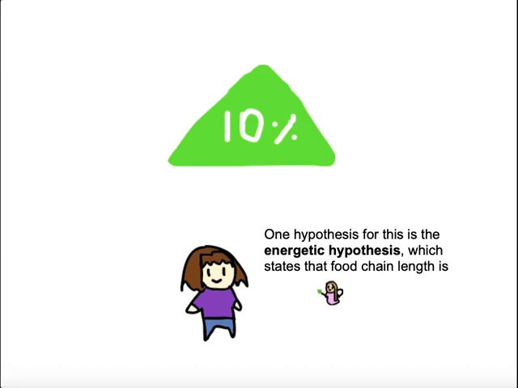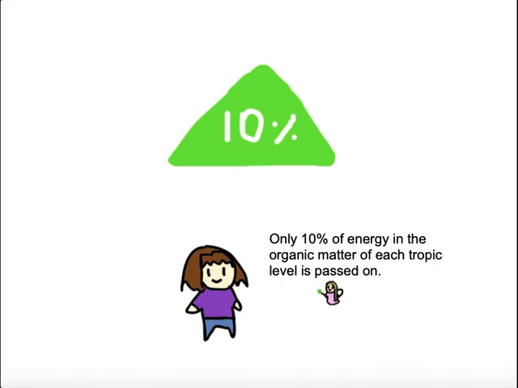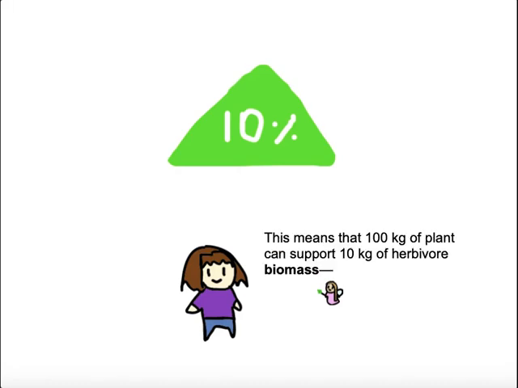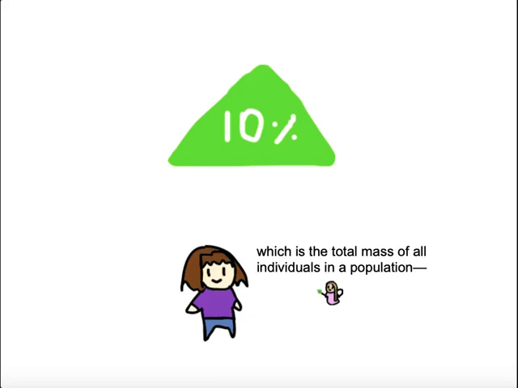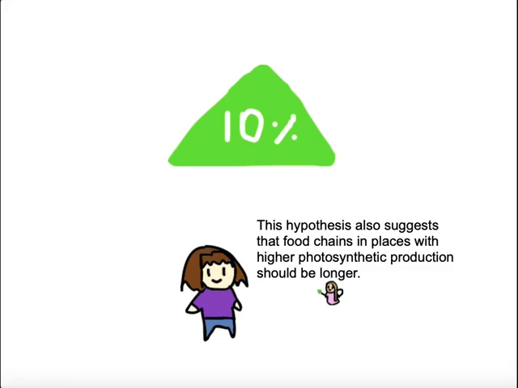One hypothesis for this is the energetic hypothesis, which states that food chain length is limited by the inefficiency of energy transfer higher up the chain. Only 10% of energy in the organic matter of each trophic level is passed on. This means that 100 kilograms of plant can support 10 kilograms of herbivore biomass, which is the total mass of all individuals in a population, and only 1 kilogram of carnivore biomass. This hypothesis also suggests that food chains in places with higher photosynthetic production should be longer.